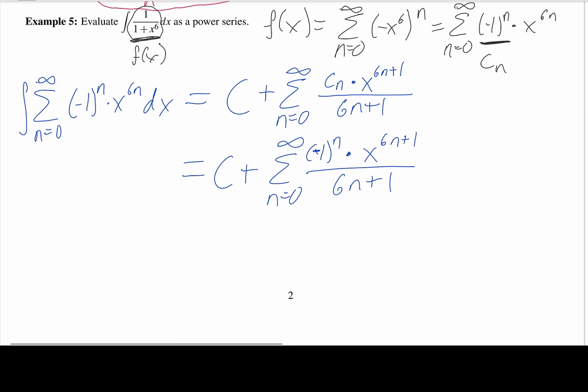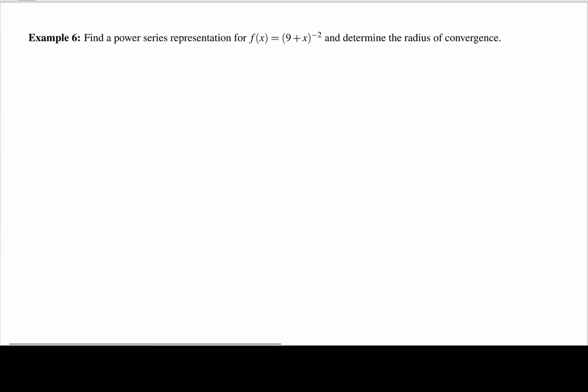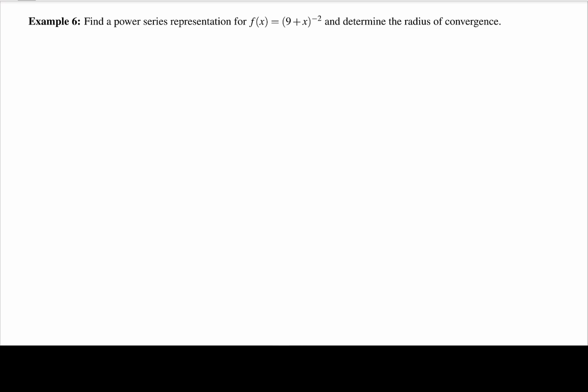Alrighty, now let's move on to example 6. Alright, so for example 6, we're asked to find the power series representation for this function and determine the radius of convergence.